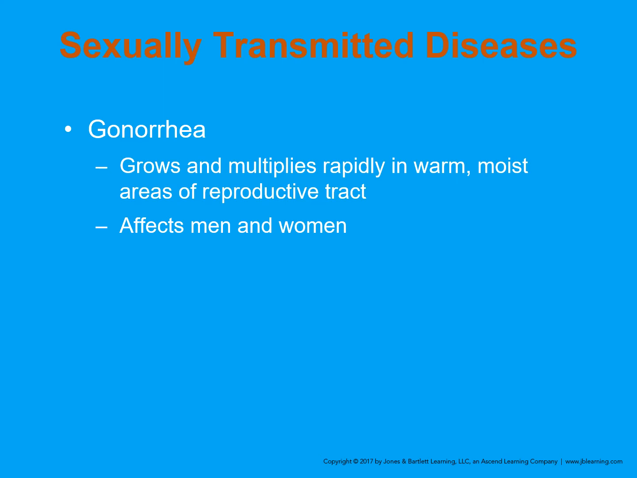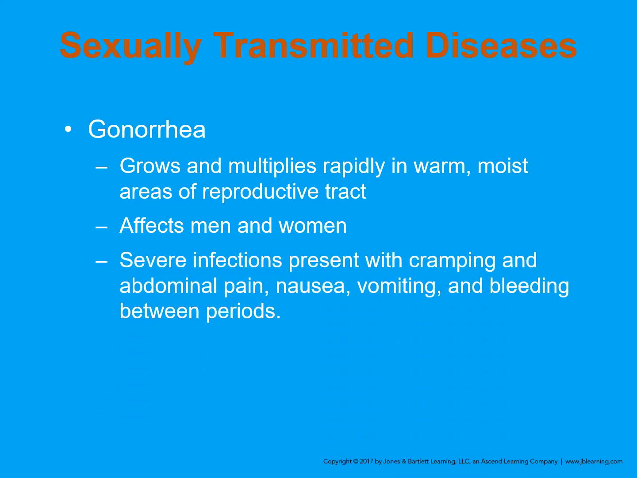Approximately 800,000 people get it each year. Wow. And it may be asymptomatic. Severe infections present with cramping and abdominal pain, nausea, vomiting. You can also have painful urination and bleeding in between periods with women. Gonorrhea is easily treated and cured with antibiotics.